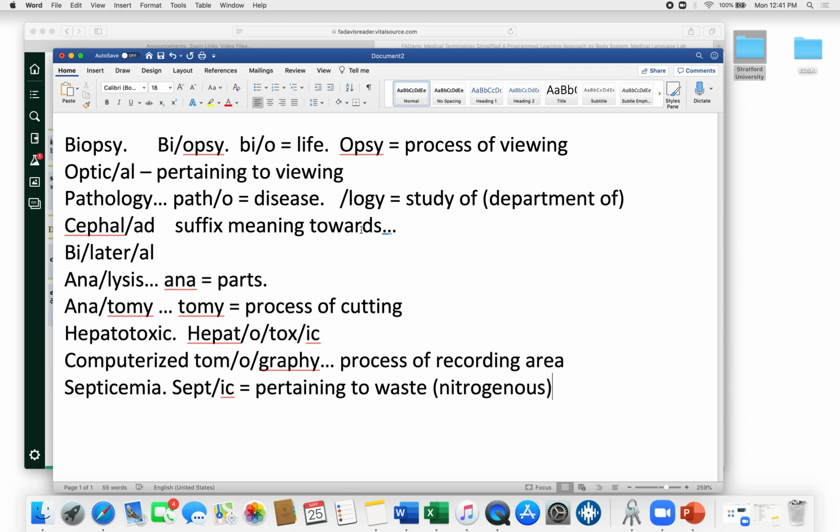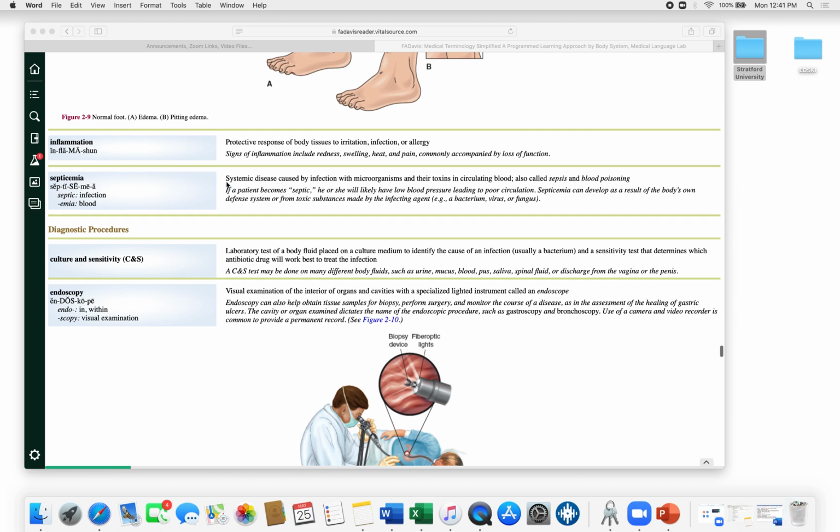And also, let's say, for example, I had a really bad infection. Now it got into my blood. Now where's the infection? The infection is now everywhere. So now you could see how dangerous septicemia is.